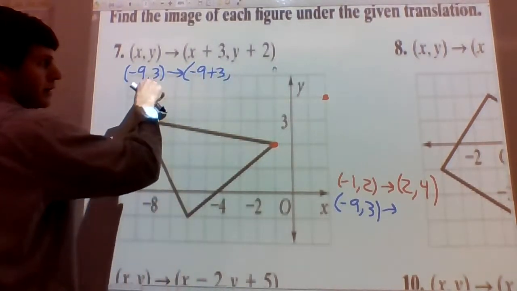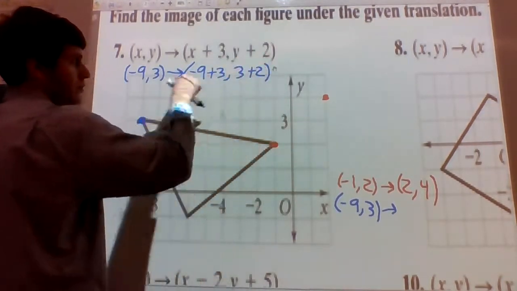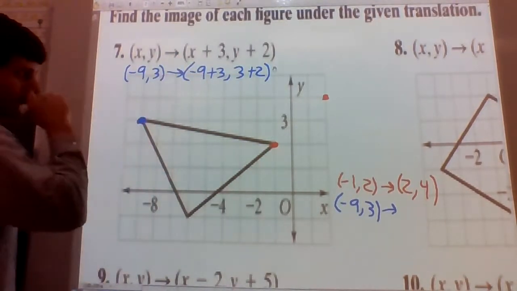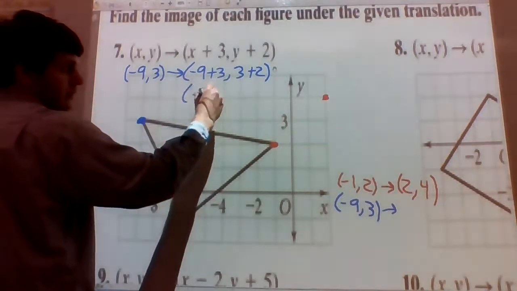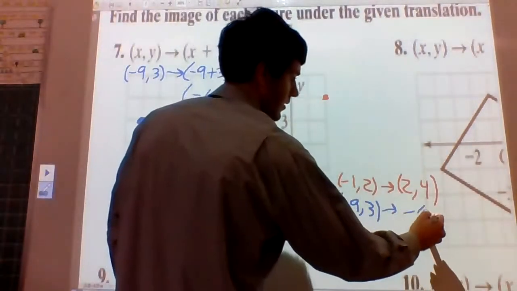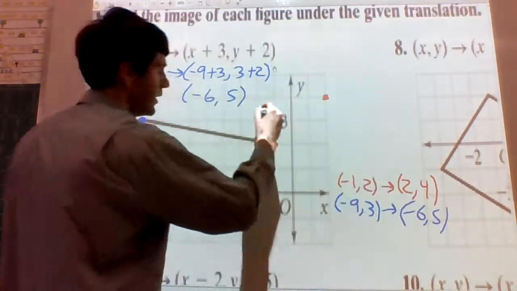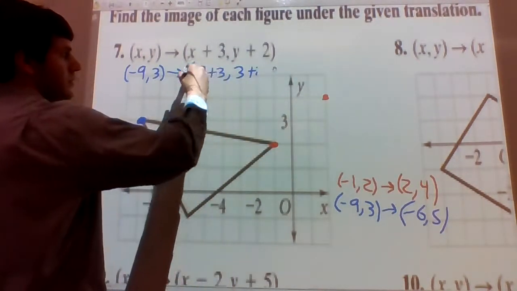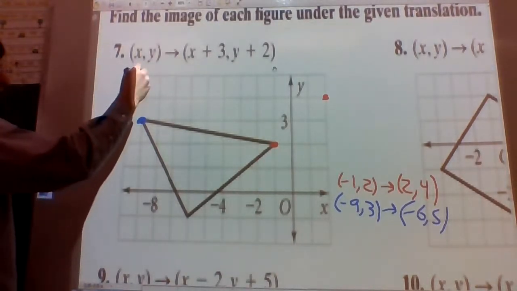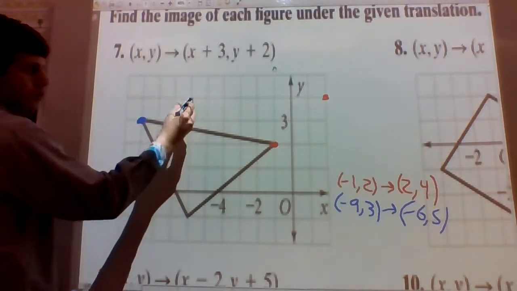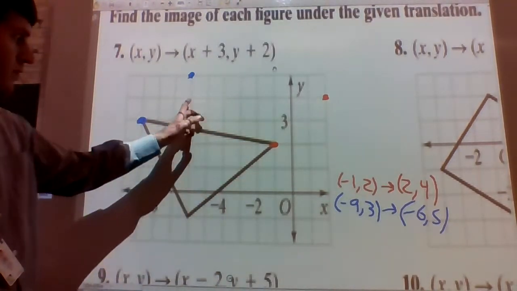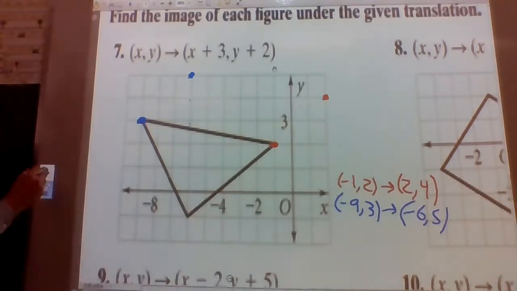And this becomes y, or 3 plus 2. The y value is 3, so the y becomes a 3. X is -9, so x becomes -9. This then becomes -6, 5. Or we can just take the point and go 3 units to the right, 2 units up. This point should be -6, 5. And it is.